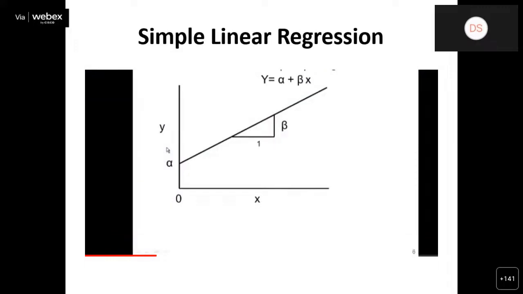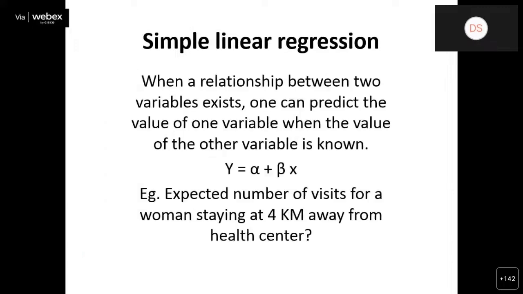So now we are looking at linear regression analysis. The linear regression analysis predicts one value based on the other value. Here we are more concerned about how many visits they will make if a person stays 3 kilometers away from the center or 4 kilometers away from the center. This is what we call simple linear regression.